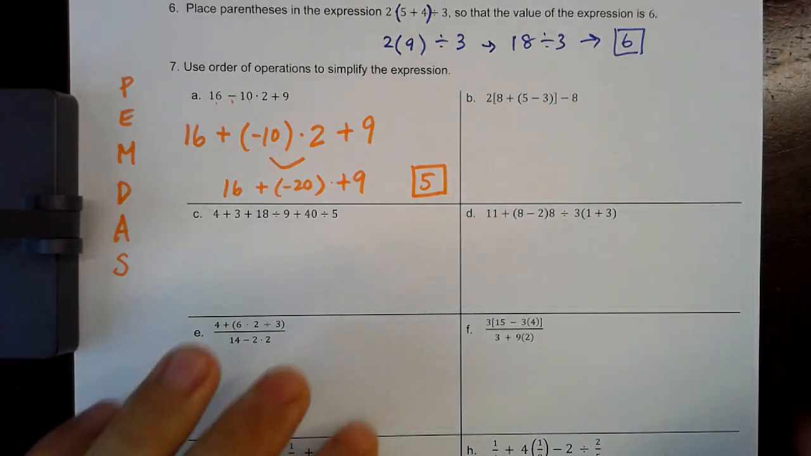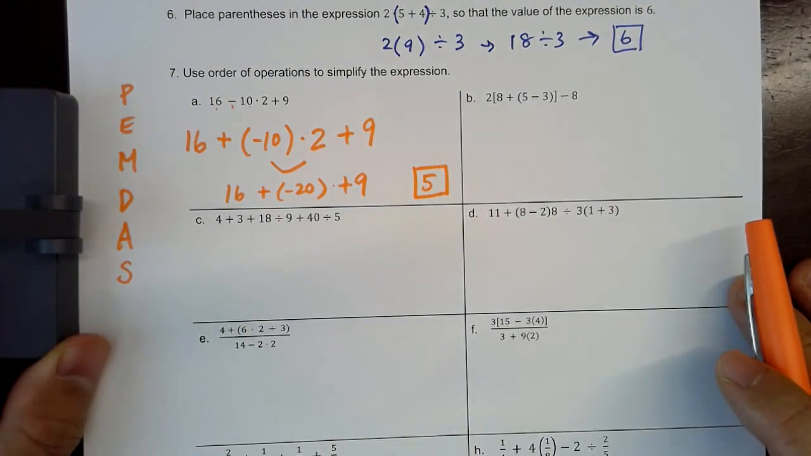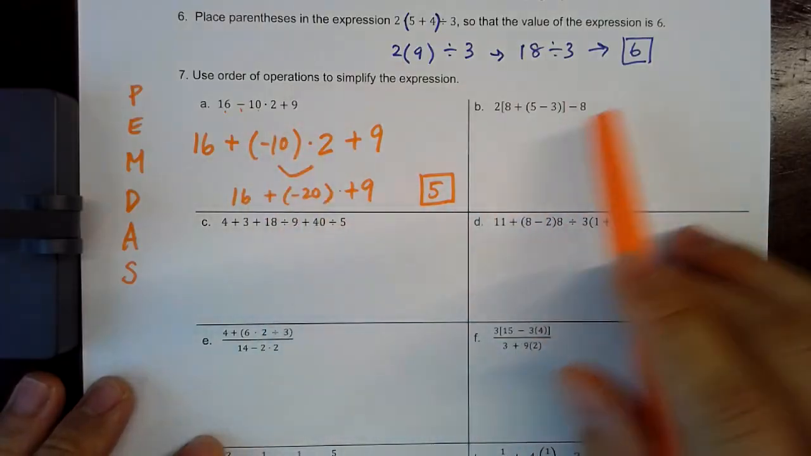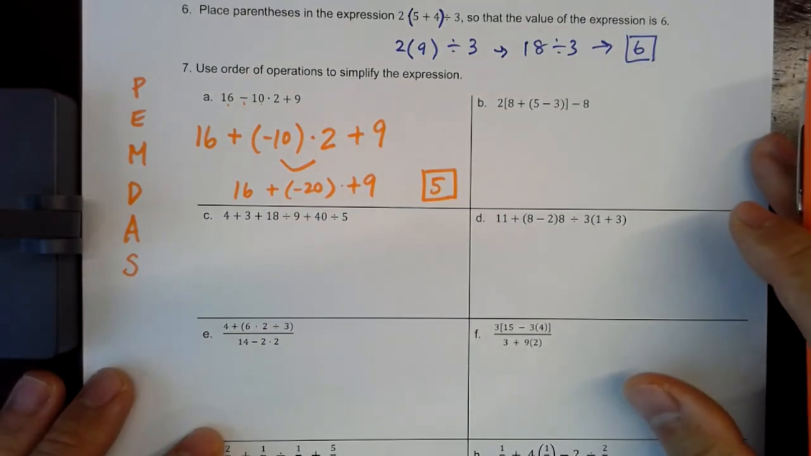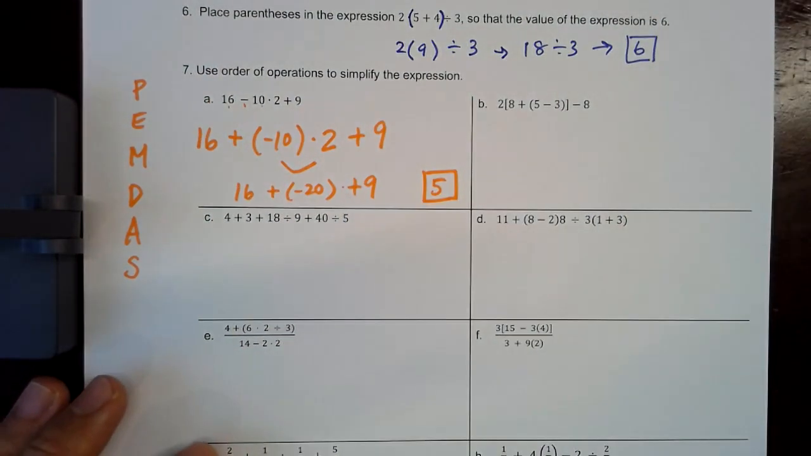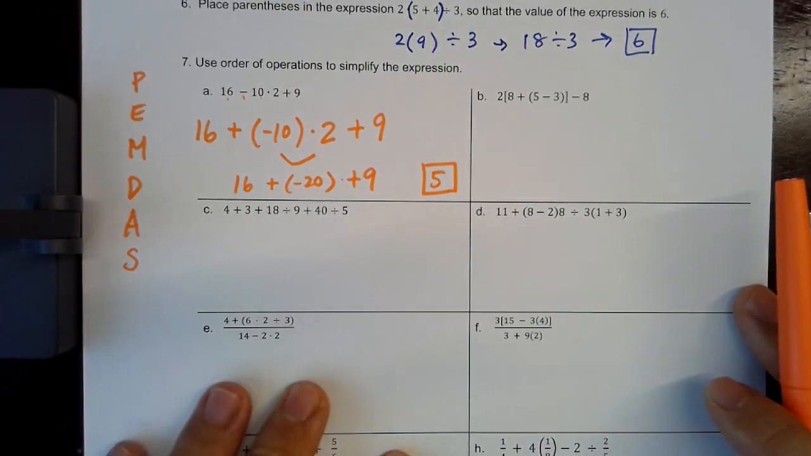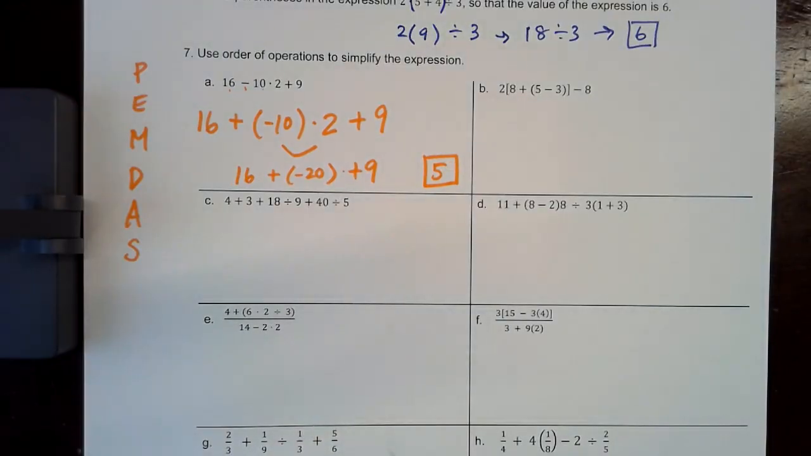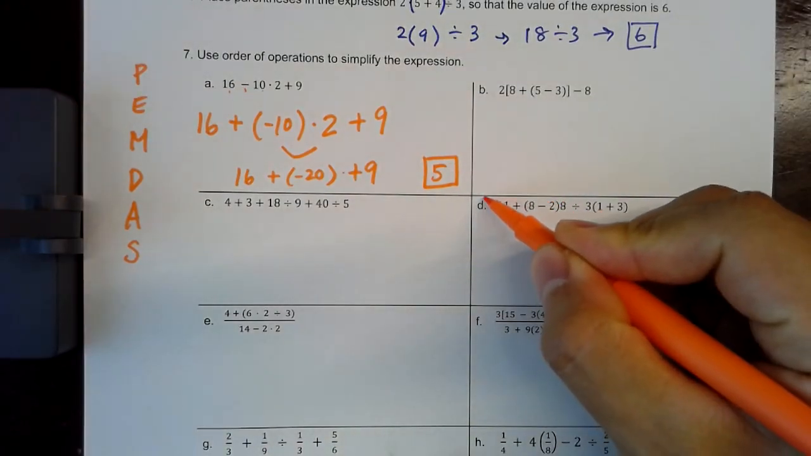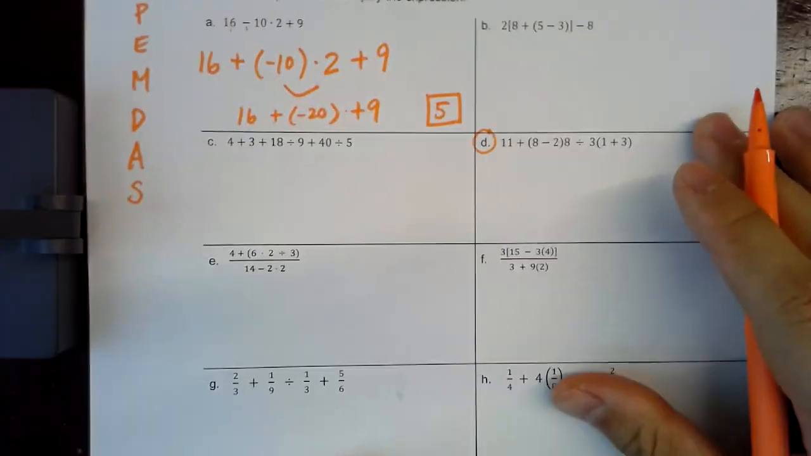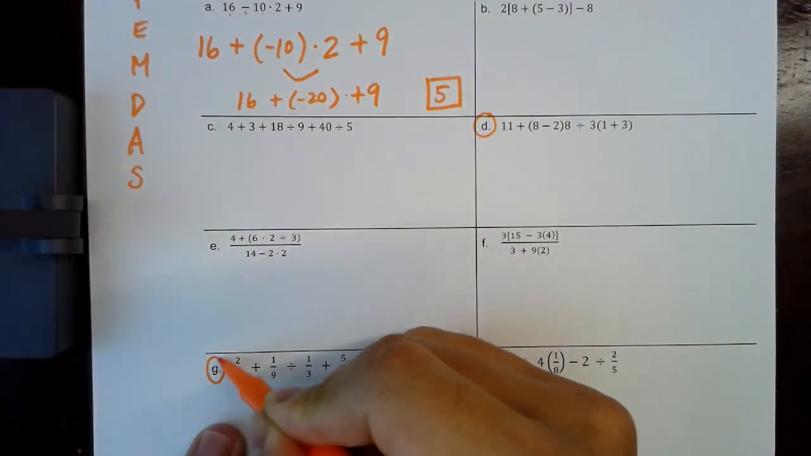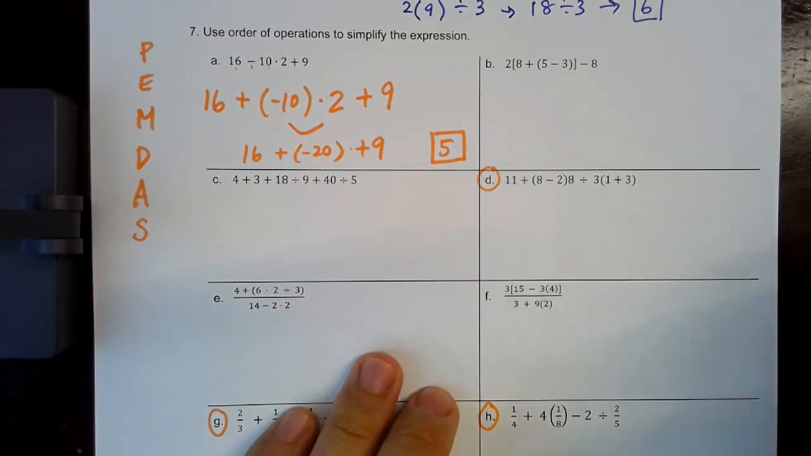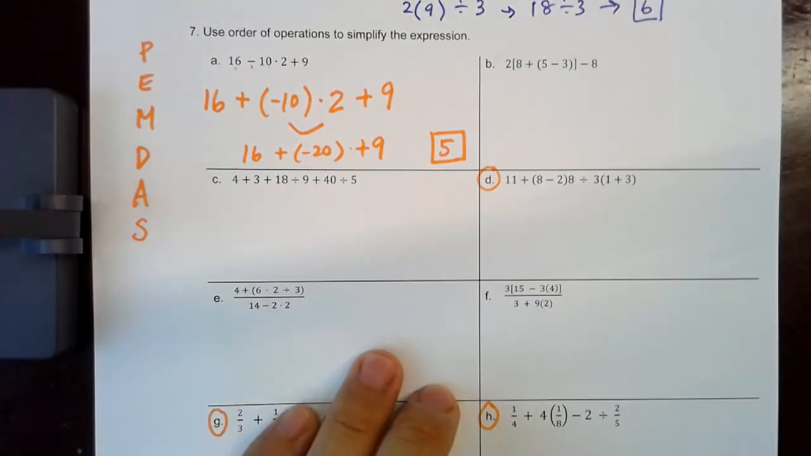This is part 2 of the 1.1a lesson video. In the interest of time, I'm not going to go over all of these problems for number 7, but what I will do is choose some challenging ones and go over them. So how about let's try the letter D, G, and H.